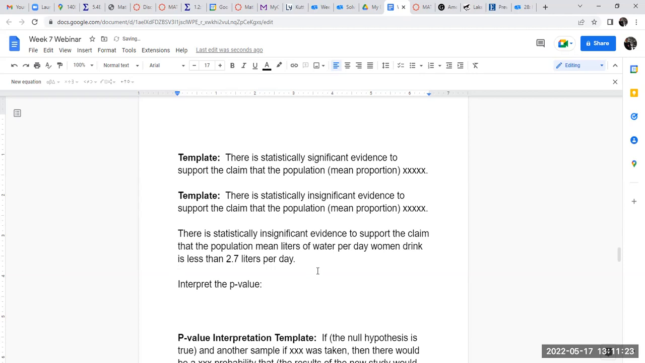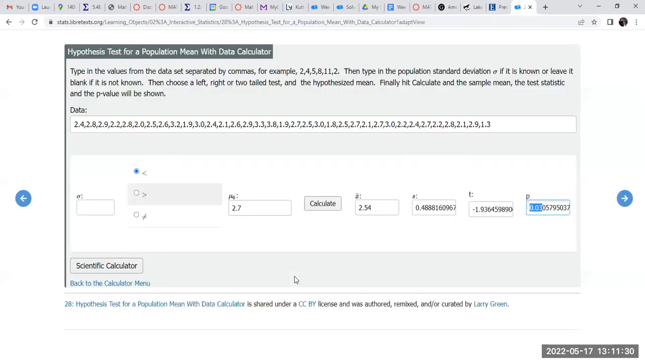Any questions on that? Can I see the calculator one more time? The results? Sure. And if we're using a level of significance of 0.01 and the p-value is bigger than 0.01, that's why it's statistically insignificant, right? Exactly. That's why it's statistically insignificant instead of significant. Okay, I got it. If it was a greater than sign and the numbers were the same, it would be statistically significant, correct?